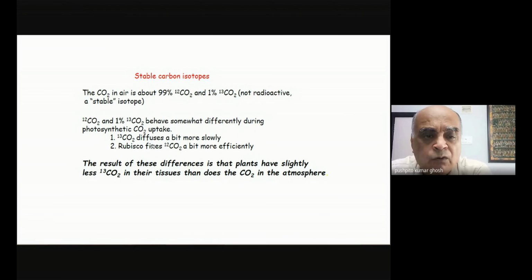Second, what's been found is that carbon 12 tends to react with Rubisco a bit more efficiently than carbon 13. So effectively, those are the carbon dioxide which is ultimately becoming your sugars and stuff like that. What you'll find is that the sugars, etc., will have a little more of carbon 12 and a little less of carbon 13 than what you will have in the atmosphere. So that becomes a signature for a plant.